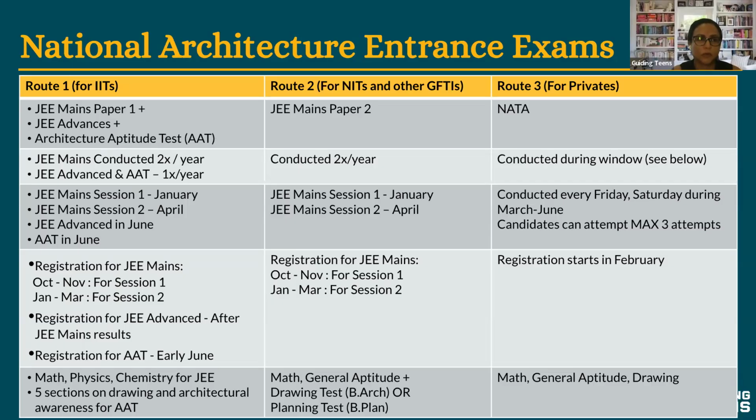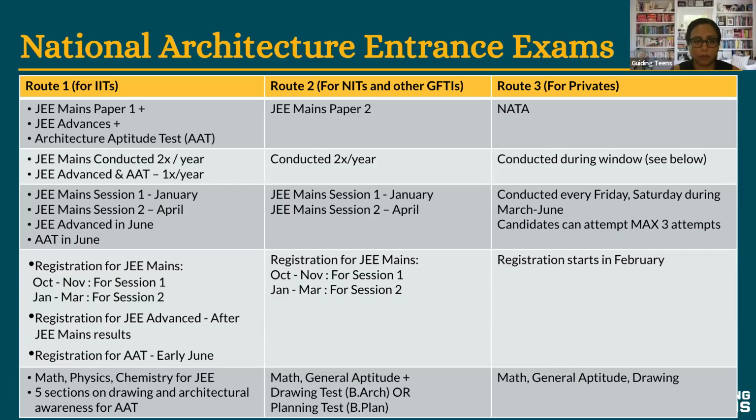The second route is for NITs and a few other government-funded institutes where it's basically JEE Mains paper two, and that's really it. And then after that, it's the counseling for that. And JEE Mains paper two, unlike JEE Mains paper one, which is math, physics, chemistry, includes math, general aptitude, plus either a drawing test for B.Arch or a planning test for B.Plan. And then the third route is for all private institutions, and this is called the NATA.